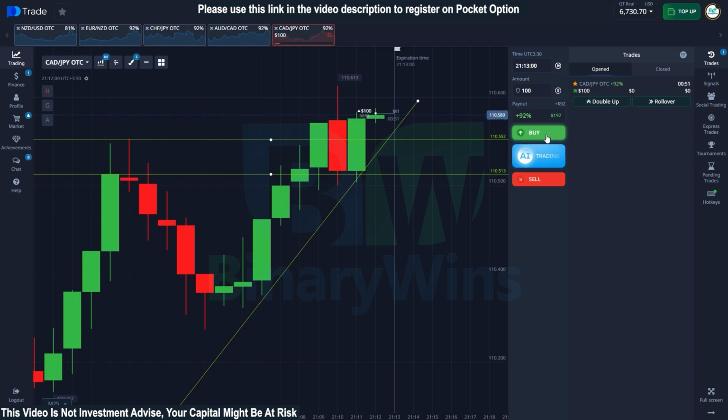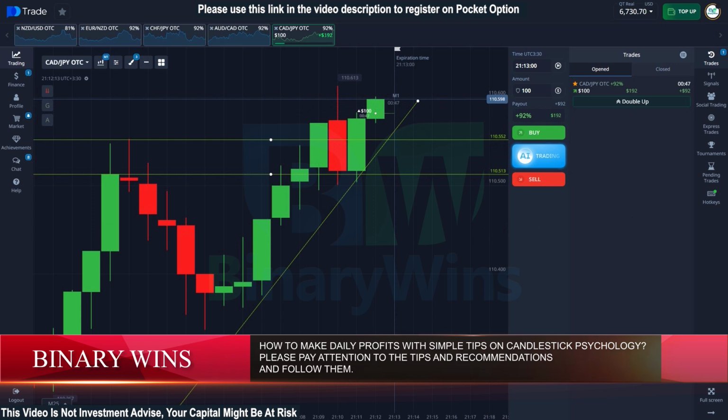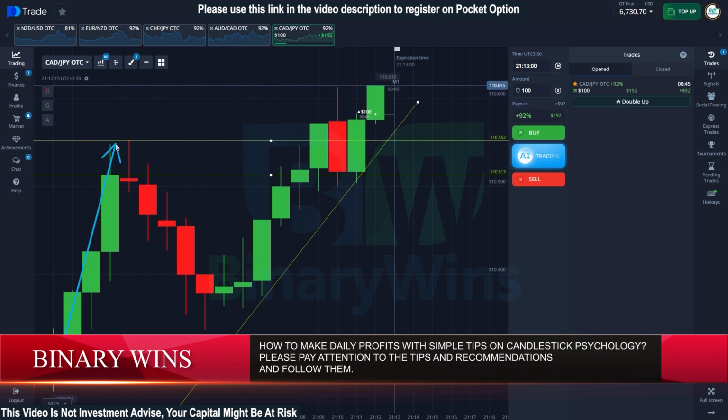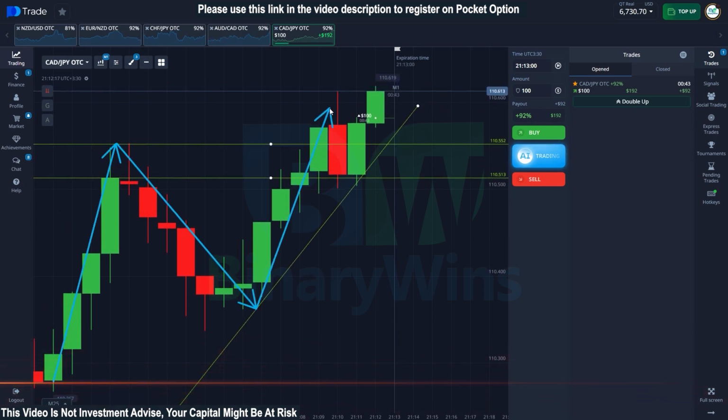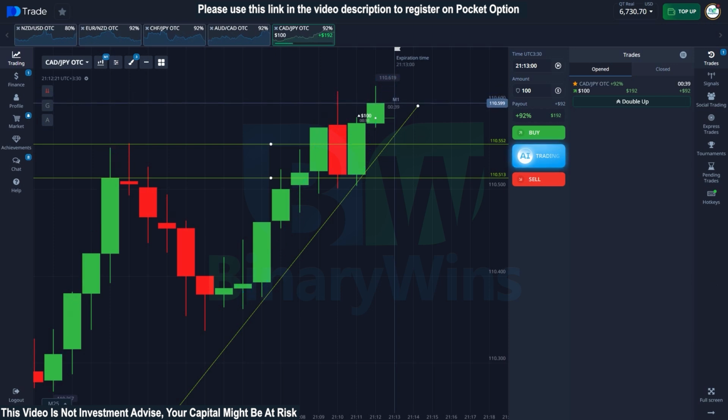I entered a higher trade. Our uptrend continues, and next to it, there is a red candle between two green candles. There is a possibility of the uptrend continuing as in the past chart.